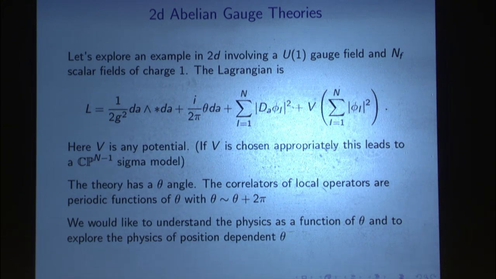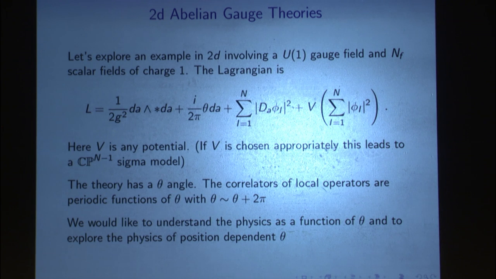And I'll take this Lagrangian. Here, V is some potential. And if V is chosen appropriately, this leads to a CP^{N-1} sigma model at low energies. But I don't need to assume that I choose V appropriately. This theory, of course, has a theta angle. And the correlation functions of local operators at separated points are periodic functions of theta with this identification: theta goes to theta plus 2 pi.